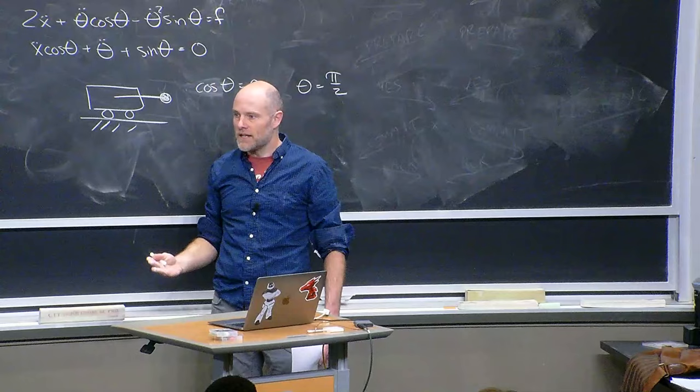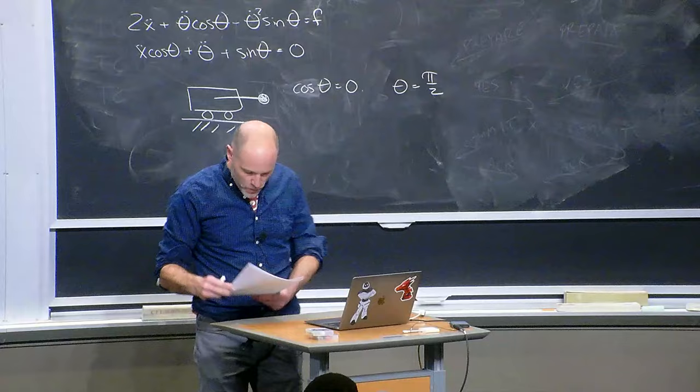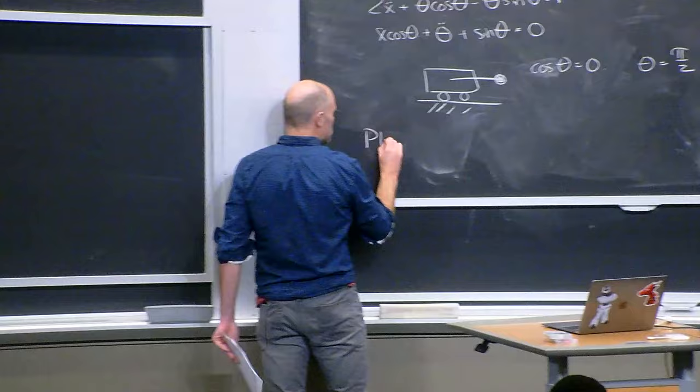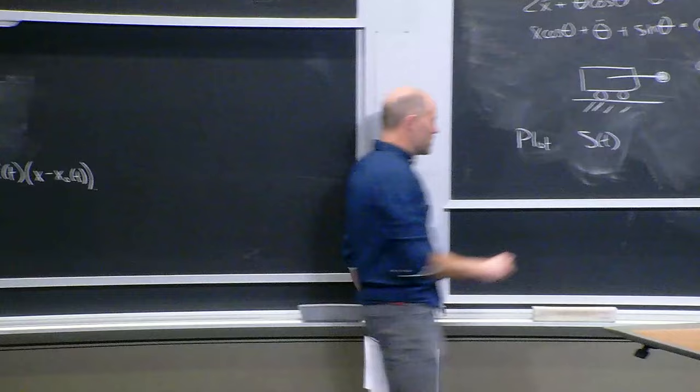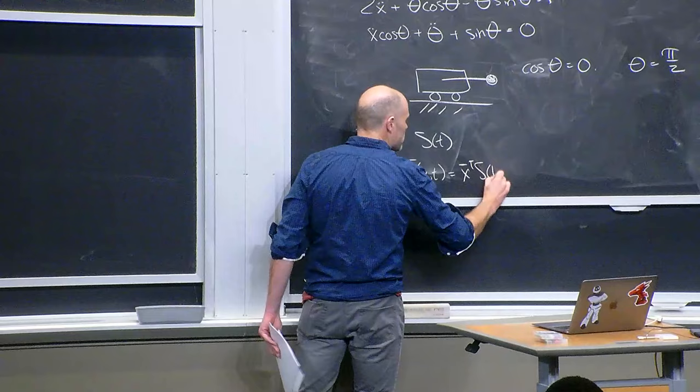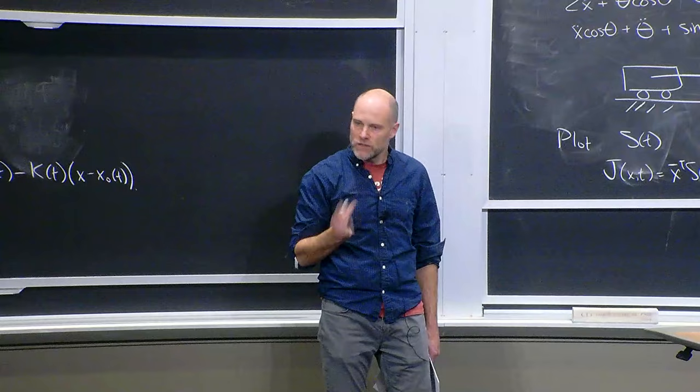Now, I wanted to plot the numerics of the solution. I want to plot S of t along that trajectory. My cost to go is x transpose S of t x. So let's just look at S. S is a 4x4 matrix, but I'll just look at the largest eigenvalue of S.